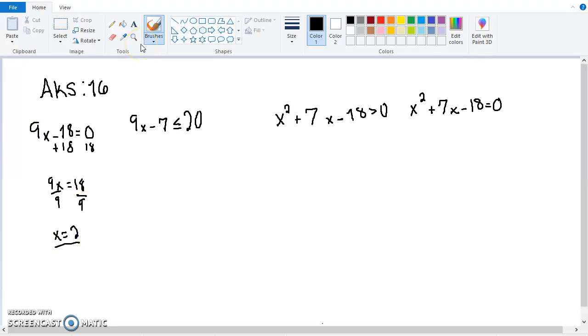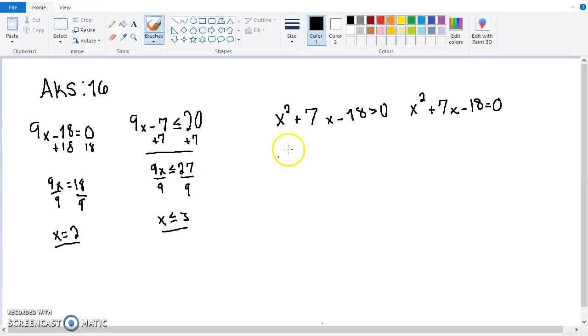Now, when doing your inequality, it's basically the same thing. Add 7 on both sides to get rid of this 7. That's going to leave you with 9x is less than or equal to 27. Then you can divide by 9. 27 divided by 9 is 3. So your answer is x is less than or equal to 3.